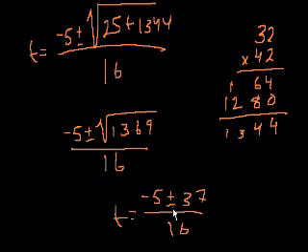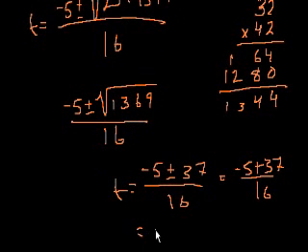Now we don't have to worry about the minus, because minus 5 minus 37 over 16 is going to give us a negative number. We don't want a negative time. We want a positive time. So let's just do the positive. Minus 5 plus 37 over 16. So that's 32 over 16, which equals 2 seconds. And that's choice A. Anyway, see you in the next video.